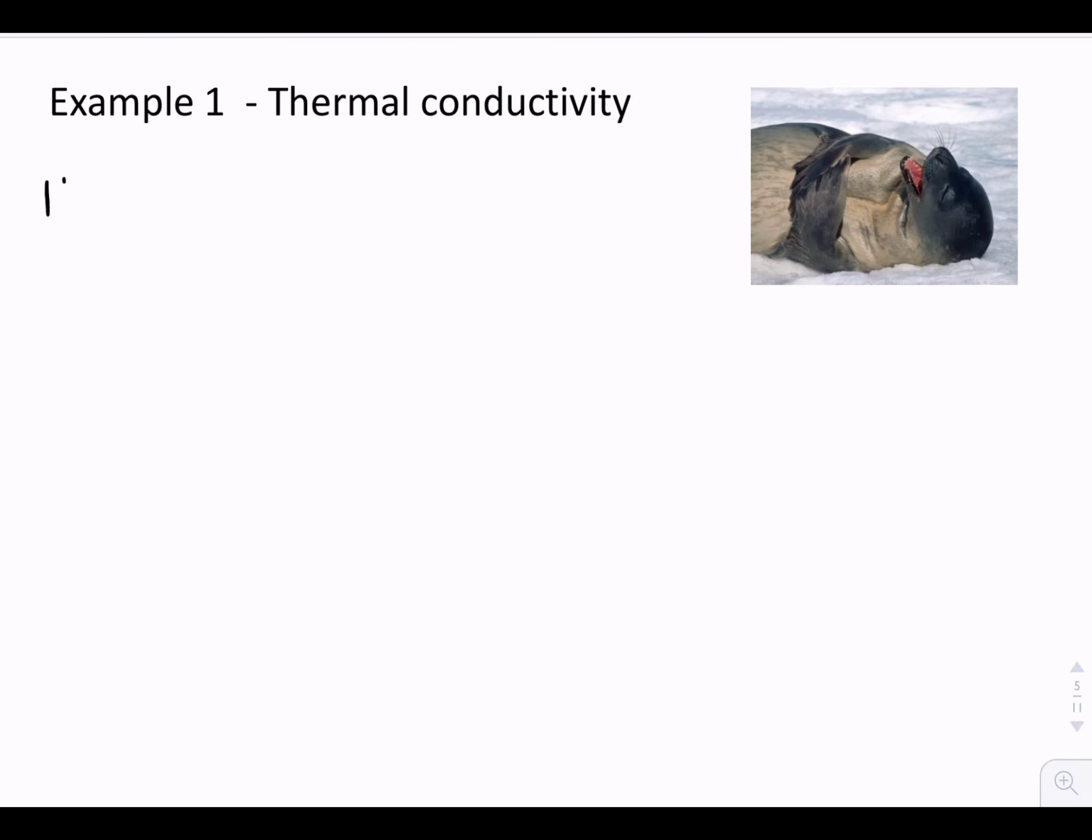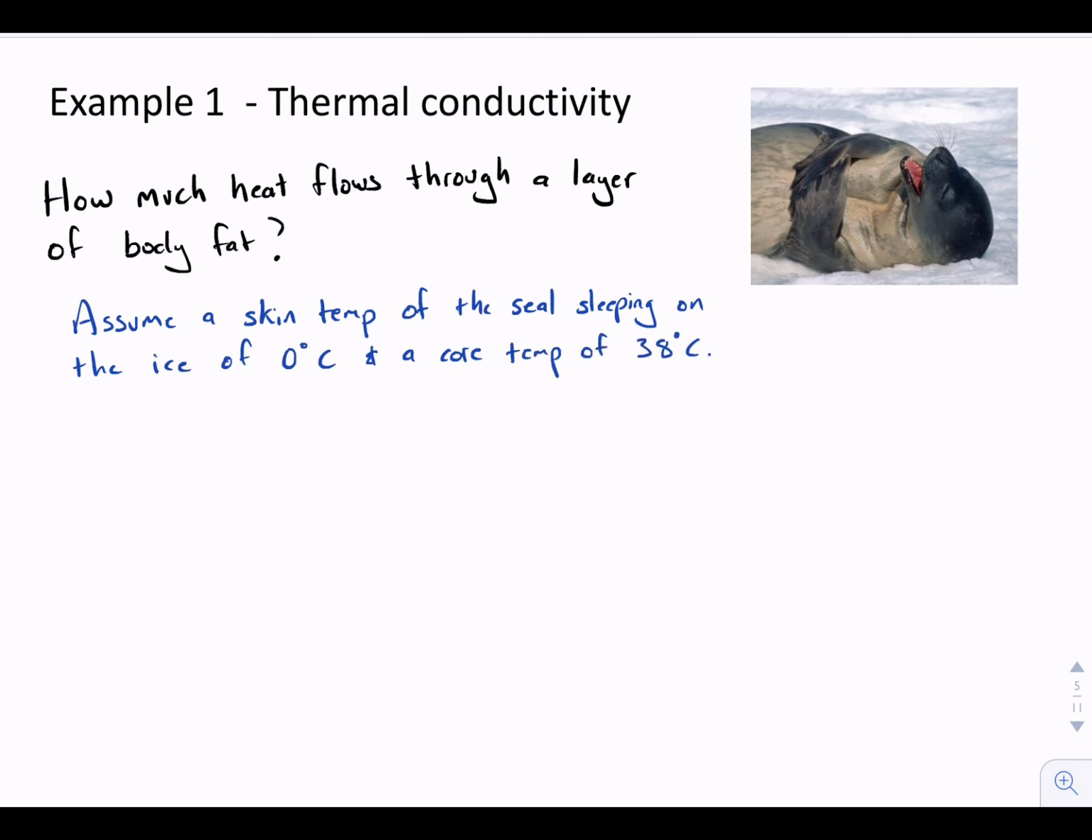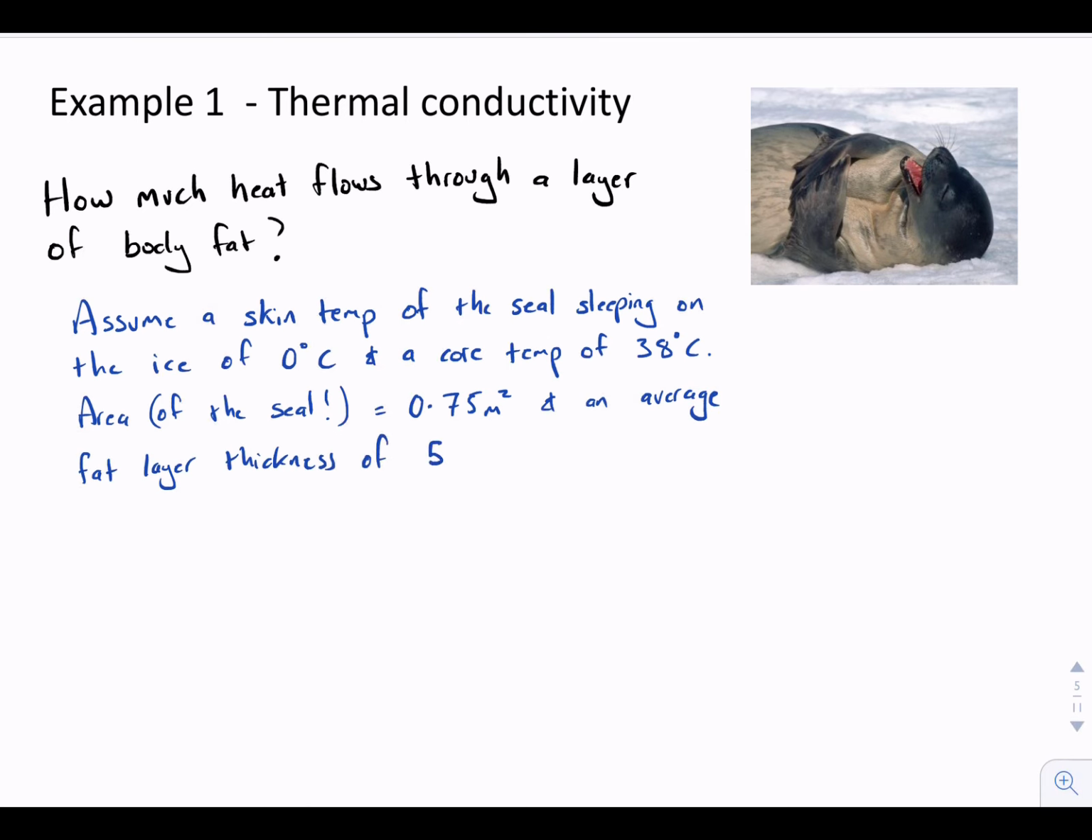Now let's use this equation and do a quick example on thermal conductivity. The question is, how much heat flows through a layer of body fat of a seal, this guy here? We'll assume a skin temperature of the seal sleeping on the ice of 0 degrees C and a core temperature of a seal of 38 degrees C, similar to us. The area of the seal is approximately 0.75 meters squared, and it has an average fat layer thickness of 5 centimeters. Our Kc for fat from the previous slide is 0.2 joules per second per meter per Kelvin.